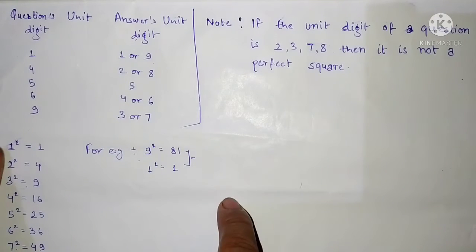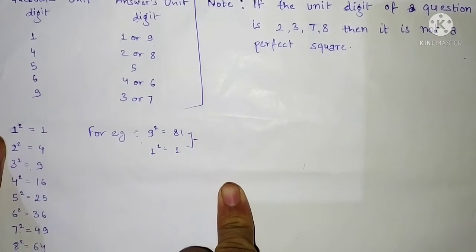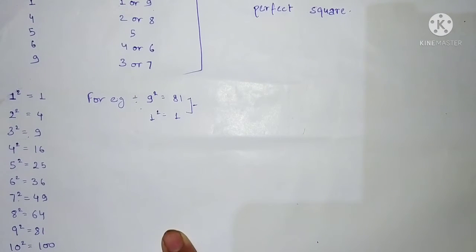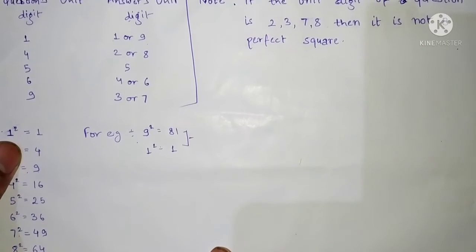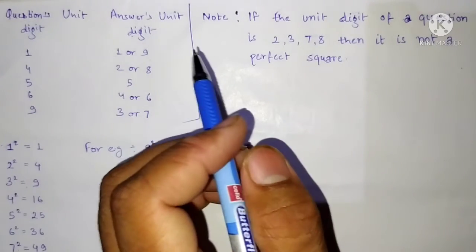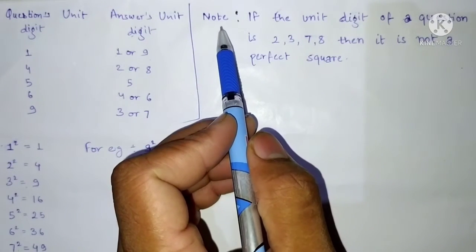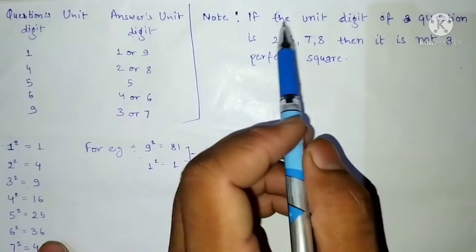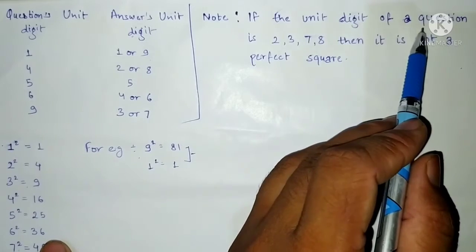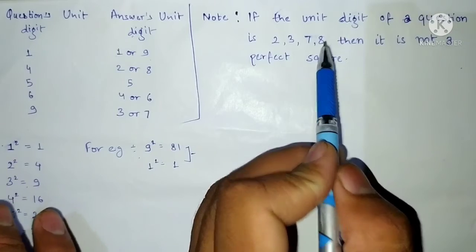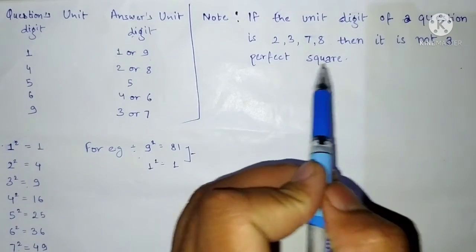Now I have written here the square numbers from 1 to 10, so it will be useful while doing questions. Now one more thing I have to tell you, the note is given here: if the unit digit of a question is 2, 3, 7 or 8, then it is not a perfect square.